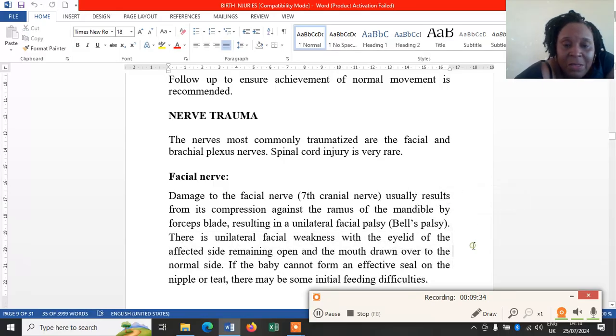So now, when the facial nerve is damaged, and the facial nerve is the 7th cranial nerve, it usually results in its compression against the ramus of the mandible by the forceps, resulting in unilateral facial palsy. So when the facial nerve is affected, the baby will have what we call a facial palsy, or another word is called the Bell's palsy. That is another word for facial palsy.